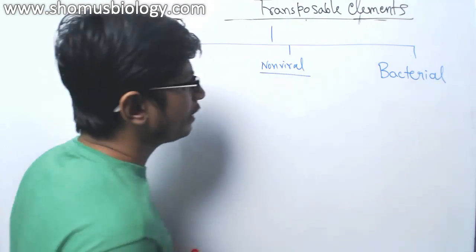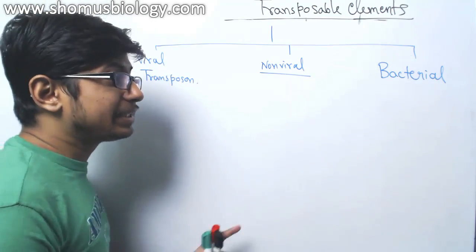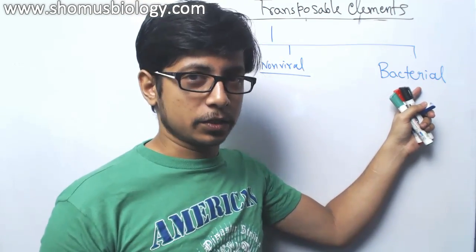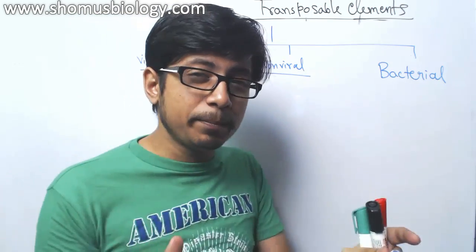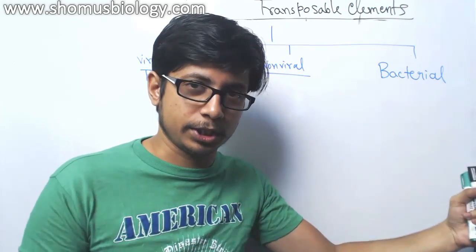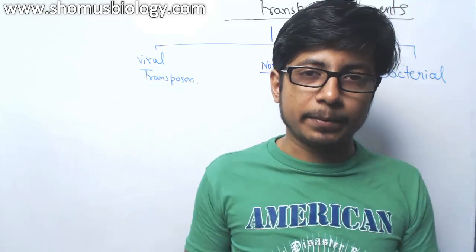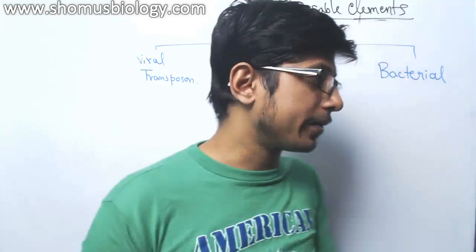If we divide the bacterial group, this is mostly found in bacteria, but it does not mean it's only found in bacteria. It's also found in eukaryotes, but we'll see that. The grouping is based on the type of element, their structures and mechanism of transposition. That's why we group them. Now there are different ways of grouping and classifying, but this is one of the unified ways of classifying. That's why I'm interested in that.